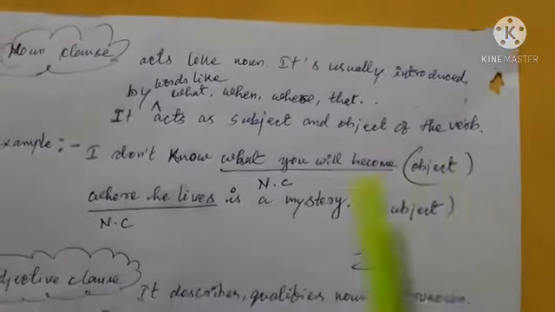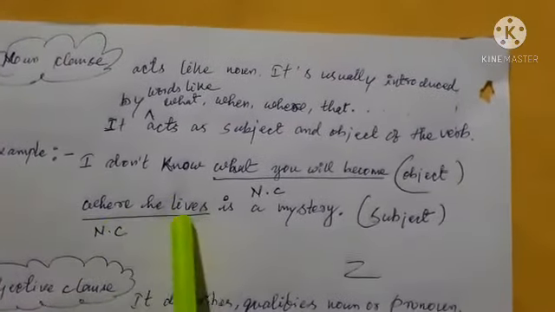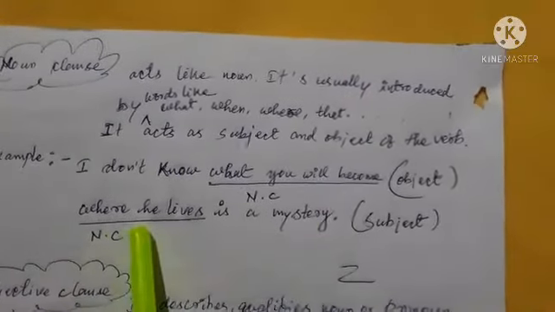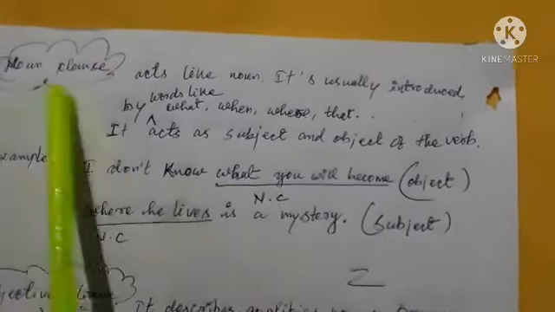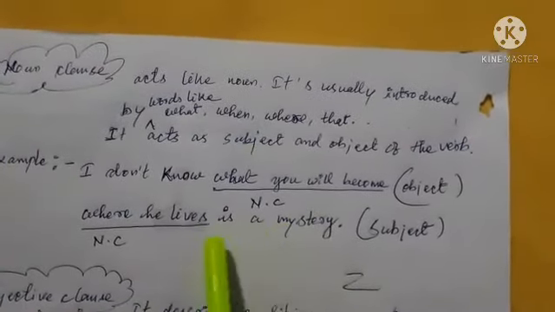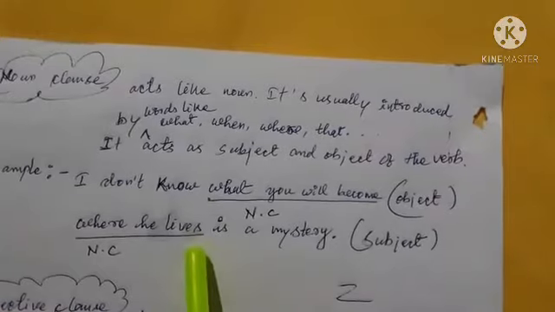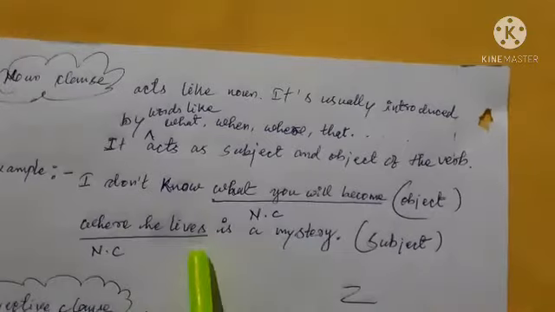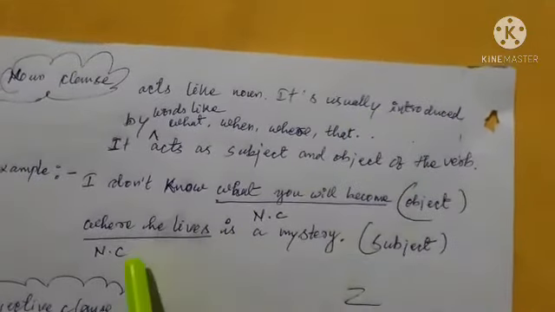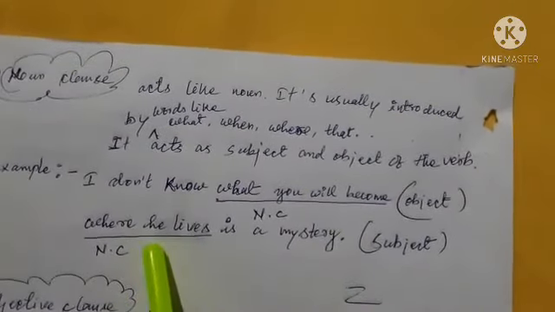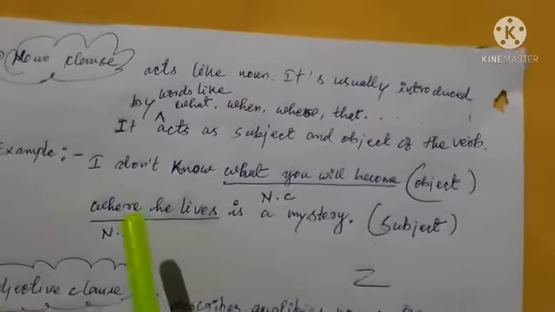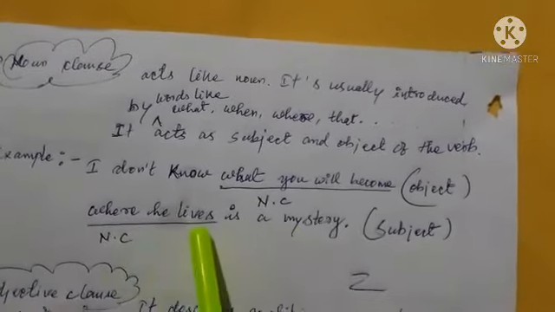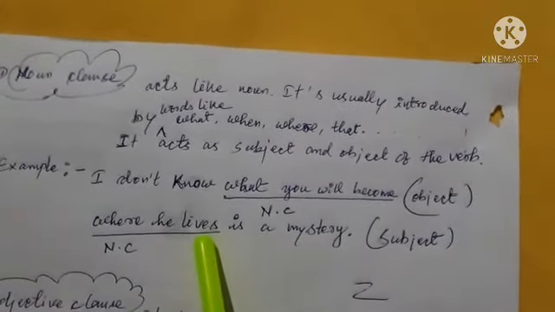Let us take one more example. Where he lives is a mystery. Here, "where he lives" is a noun clause and it acts as a noun and it is introduced by the word "where". At the same time it also acts like the subject in this sentence.